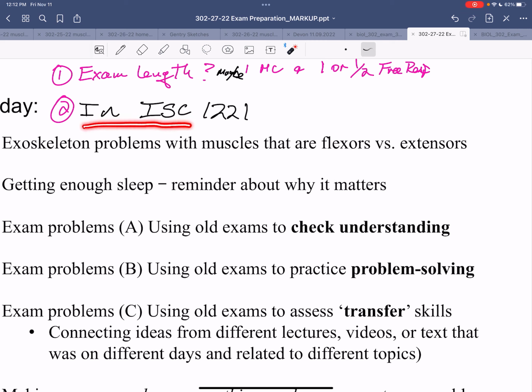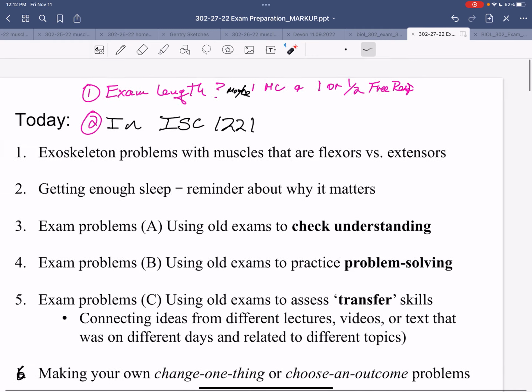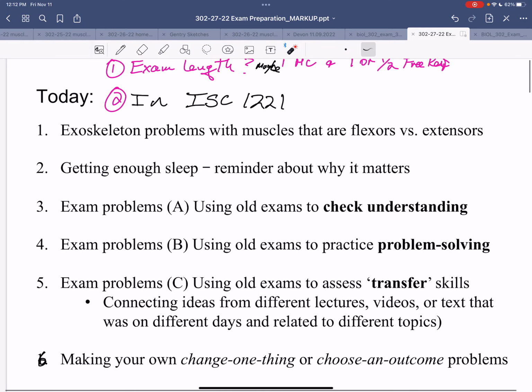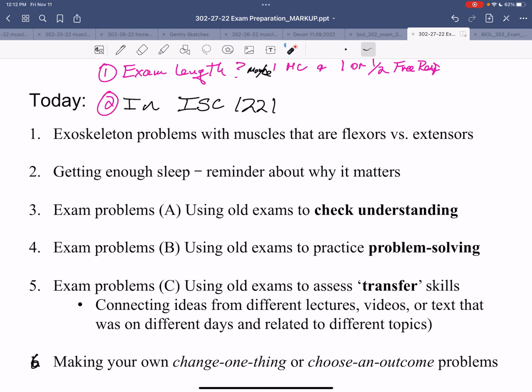Second point is the exam will be in ISC 1221. Just as last time, the exam will be in our lecture room on hard copy. That will enable me to just scan them all, and it was a lot faster to grade, so I'm hoping you'll be able to get them back earlier.